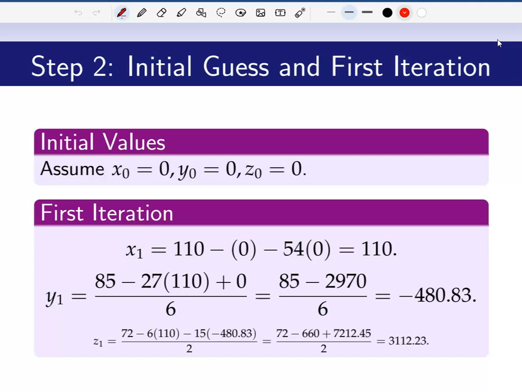Now if we plug in x0, y0 and z0, x1 will be 110. Then, plugging in the updated value of x1, we get y1 as minus 480.83, and plugging in the updated x1 and y1, z1 will give something like 3112.23. These values are already large, hinting at potential divergence. Now go to the second iteration.